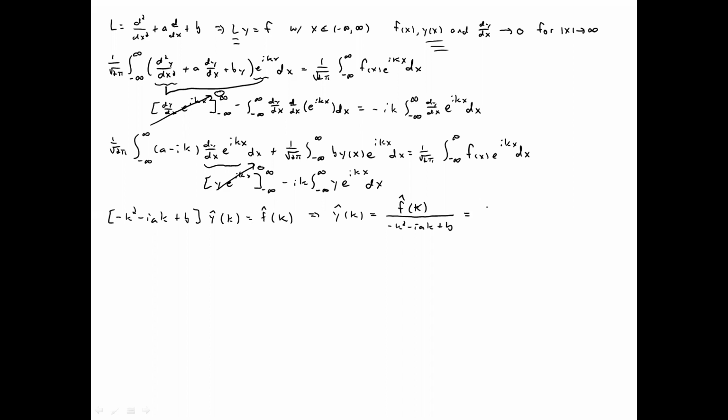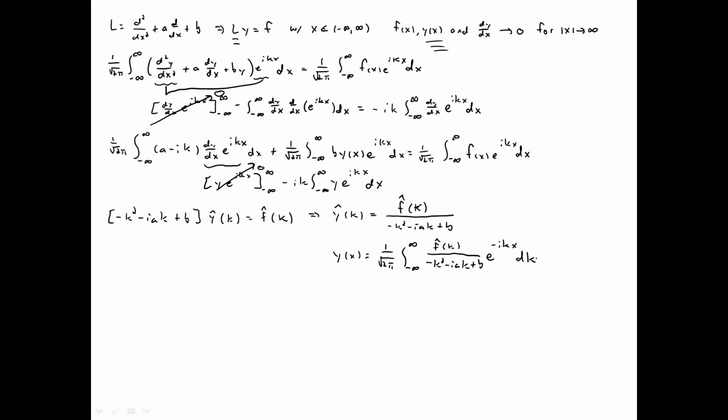So if we restore that, then what we'll find is the following. Actually, no. So the first thing I'm going to transform is the y. So we're going to take the y back to y in the x space. And so in doing that, we know we're going to do 1 over root 2 pi integral from minus infinity to infinity of f hat of k over minus k squared minus iak plus b e to the minus ikx dk. Okay, so there's our inverse Fourier transform taking y of k back to y of x.